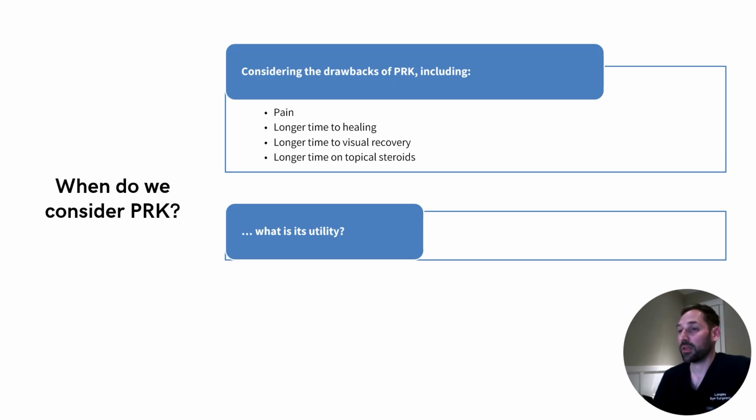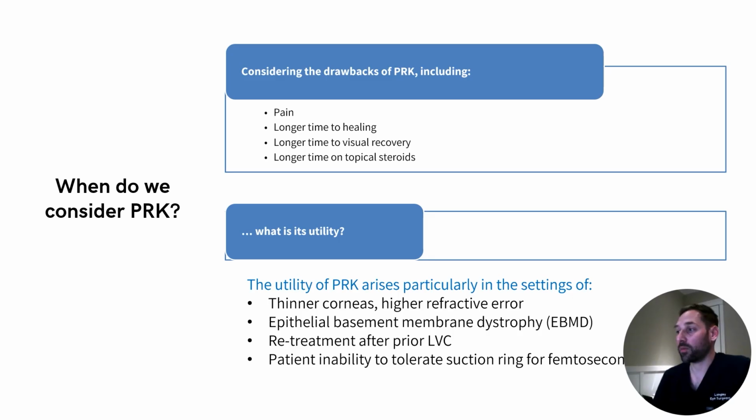What is the utility of PRK and why do we still do it? Well, PRK is very good in particular settings where there's a thinner cornea and that person is at higher risk of corneal ectasia or warpage and distortion from weakening of the cornea. If they have a higher refractive error, if they have something called epithelial basement membrane dystrophy, which is a lumpy bumpiness of the surface cells, and a looseness of the surface cells, then removing the Bowman's membrane sometimes is a treatment for the epithelial basement membrane dystrophy, and so you're kind of killing 2 birds with 1 stone.